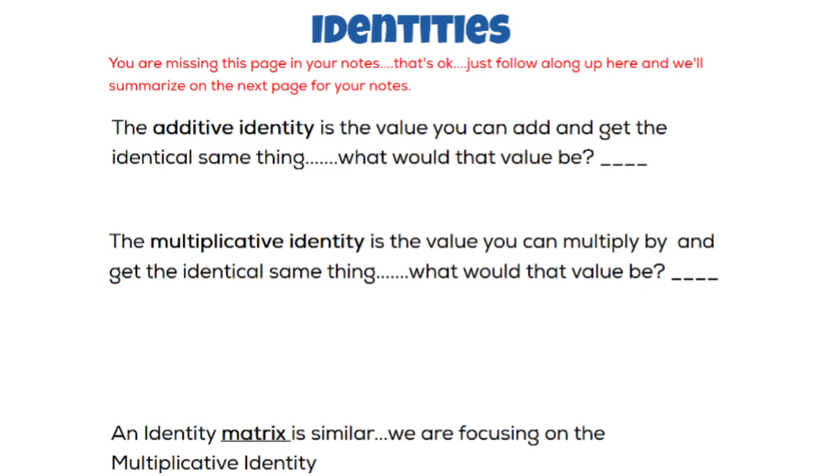All right, it says here that the additive identity is the value that you can add to get the identical same thing. That's why it's an identity. What can you add that won't change your value? Okay, well, obviously that's going to be a 0, right? Let's say that I have the number 5. I can add 0 to it, I still get 5. And it doesn't even matter the order, I could do 0 plus 5, and I still get 5. Okay, so 0 is the additive identity.